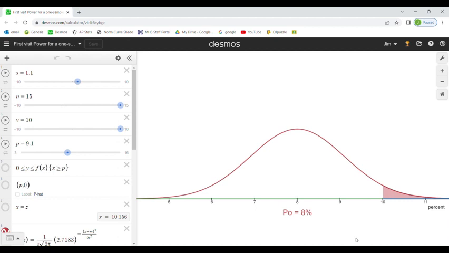If there's strong evidence that the potatoes, when they come in, have a blemish rate higher than 8%, then we want to reject those potatoes and not use them. So we've centered our sampling distribution on 8%.